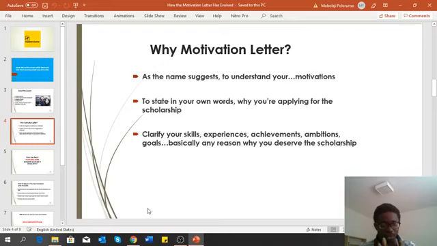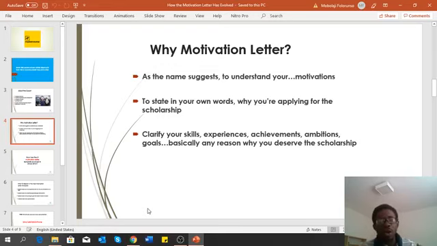So you need to understand what the objectives of the scholarship are, and which of my skills, past work experiences, achievements and ambitions are actually in line with the goals and objectives of the scholarship. So that's where you start from. That's really what they want to know in the motivation letter.